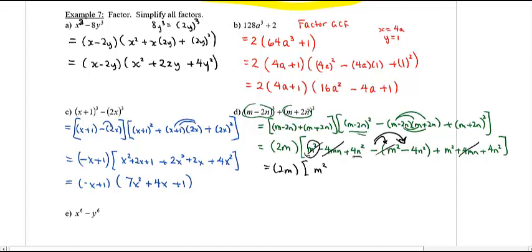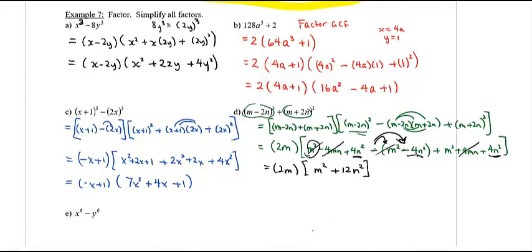Then I have 4n squared. These two negatives become a positive, so that's really 4n squared plus 4n squared is 8n squared plus another 4n squared. That's just 12n squared. There we go. And that's your final answer.